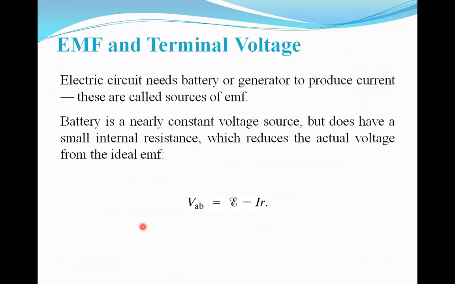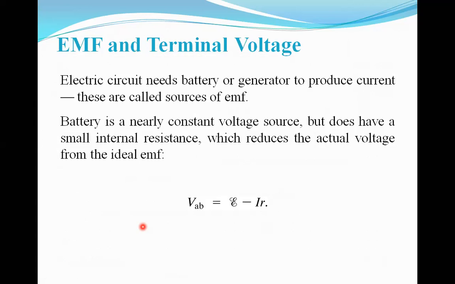When we connect an external source to that particular conductor, all the free electrons which were in random motion will align into a straight line and flow towards the positive polarity of the battery. The rate of flow of charges, all the electrons, is defined as an electric current. So electric current needs a battery or generator to produce current. These are called sources of EMF.